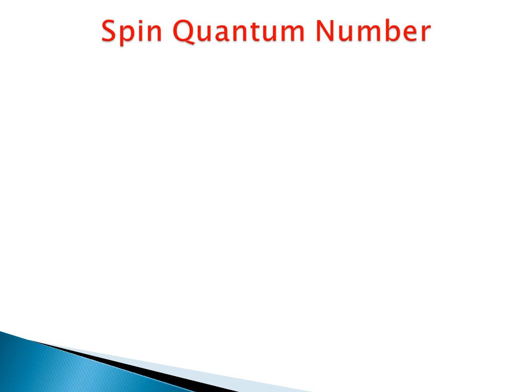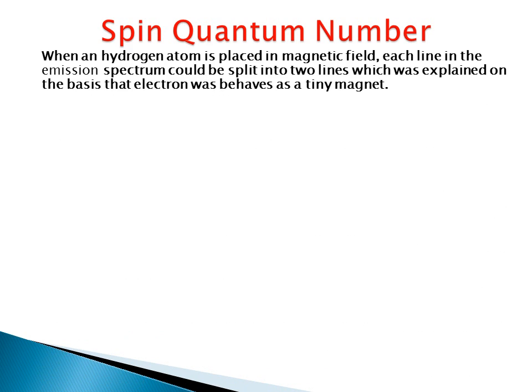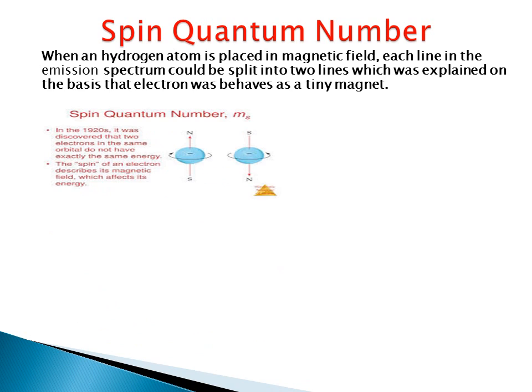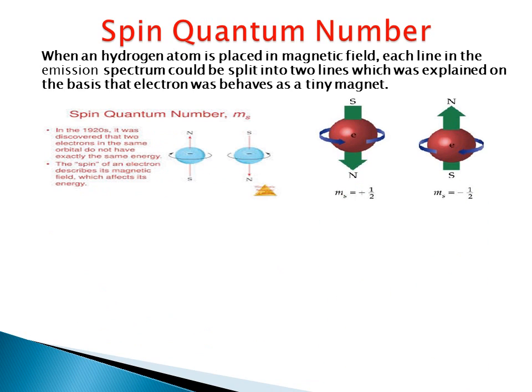Now we come to the last quantum number, known as the spin quantum number. We have represented it with two diagrams here. Spin means the orientation of the electron in space. For example, consider the hydrogen atom. The electronic configuration of hydrogen is 1s1. That is, one electron is present in its outermost orbital.